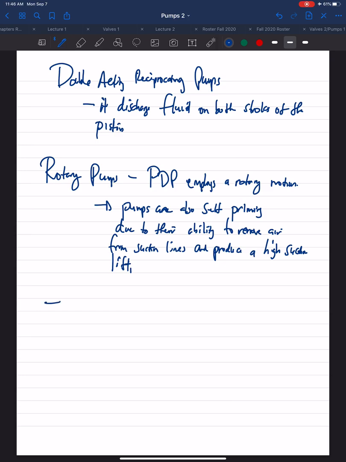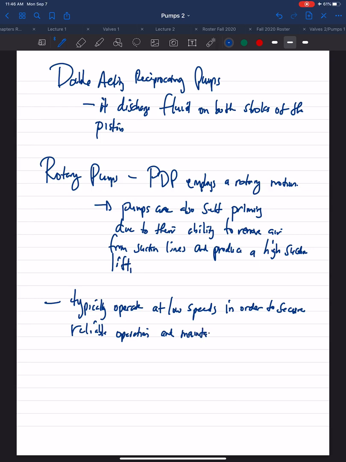Rotary pumps typically operate at low speeds in order to secure reliable operation and maintain pump capacity over an extended period of time.